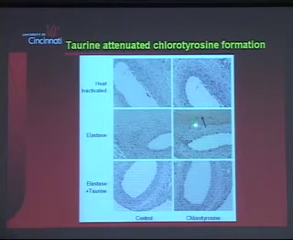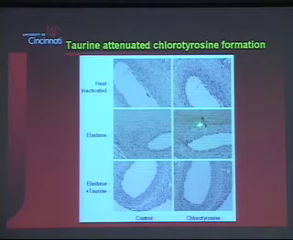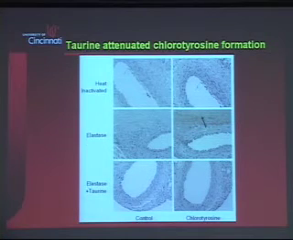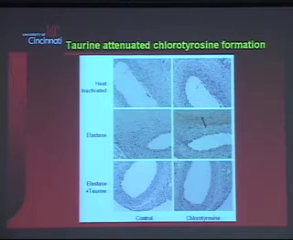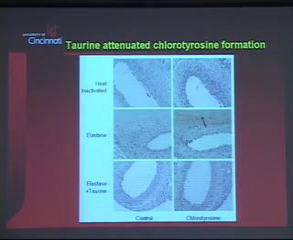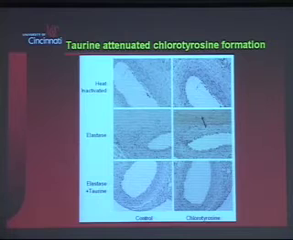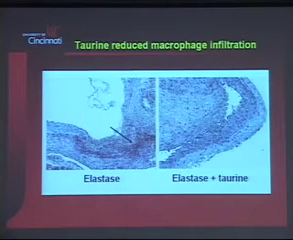I hope you can see, it's a little faint, but there's brown staining largely in the adventitia here, but also throughout the other layers of the blood vessel wall in the animals that were treated with elastase. And when we co-treated with taurine, we were able to totally block the formation of chlorotyrosine residues in the aorta, thereby confirming that we suppressed myeloperoxidase-mediated oxidative stress.